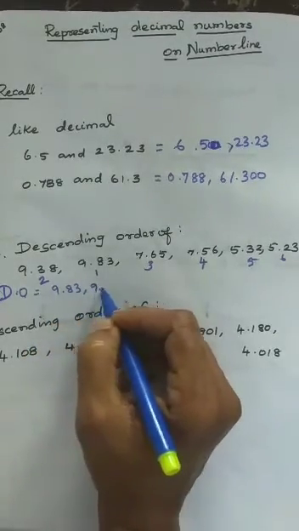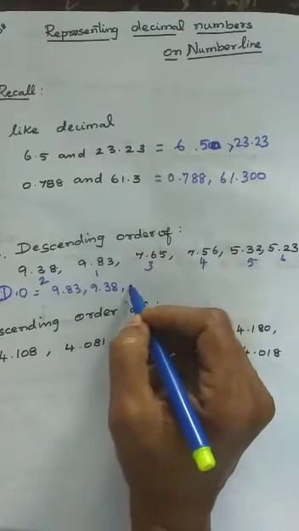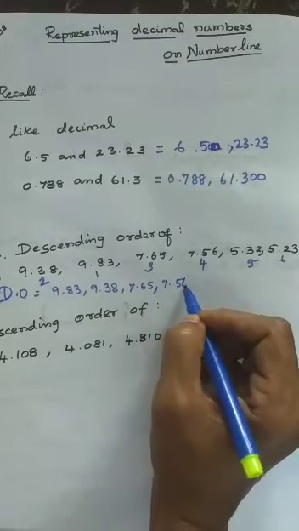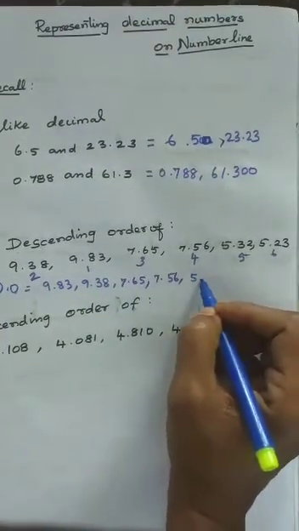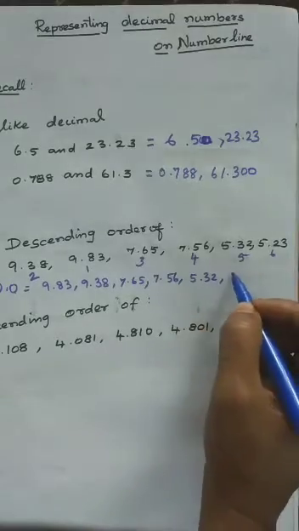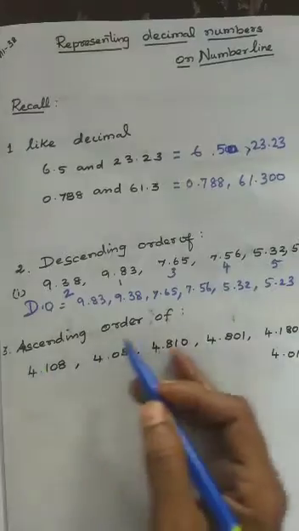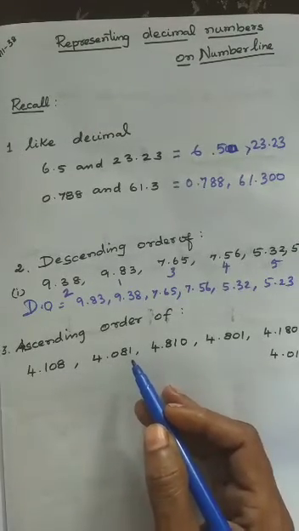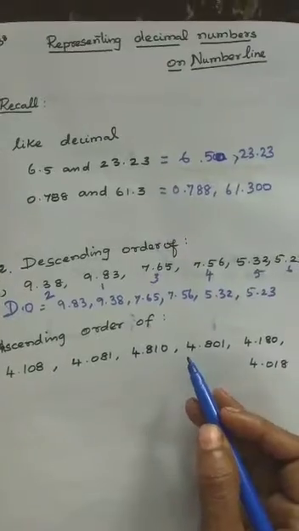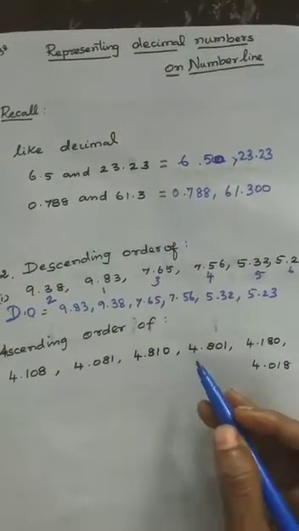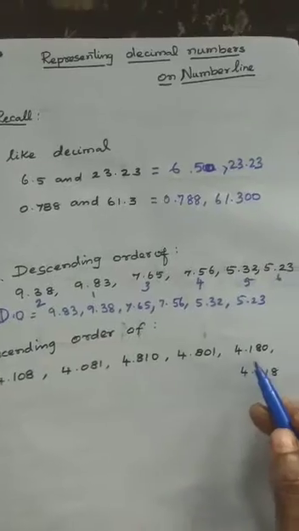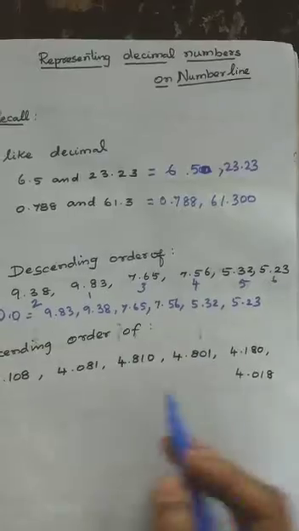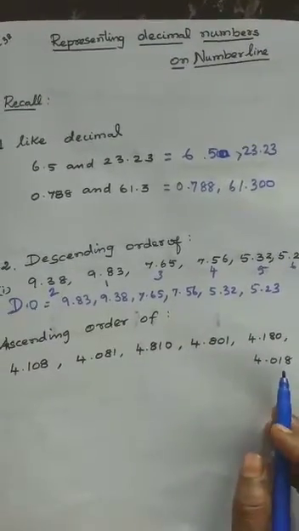Now descending order of 4.108, 4.081, 4.801, 4.810, 4.180, 4.018. All the numbers are in 4 point.